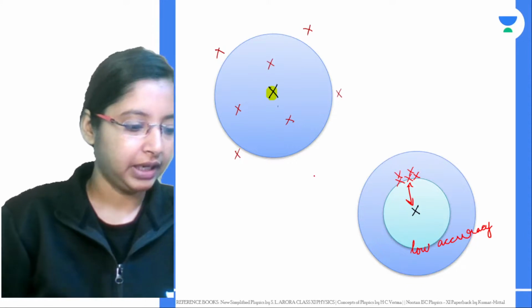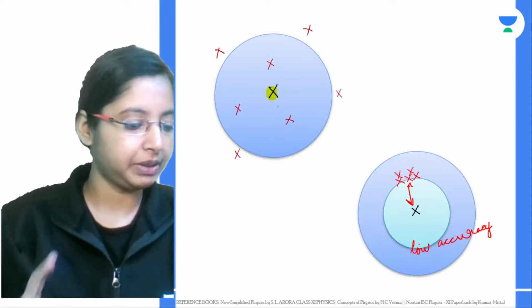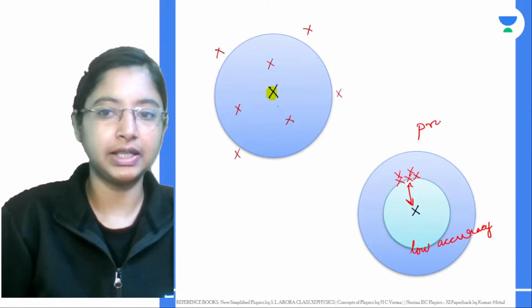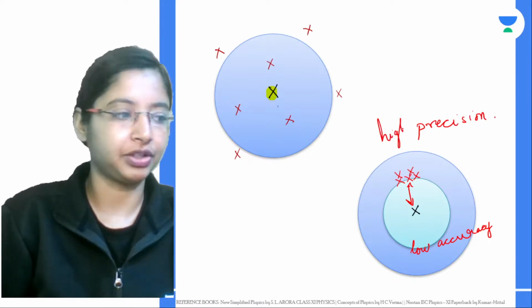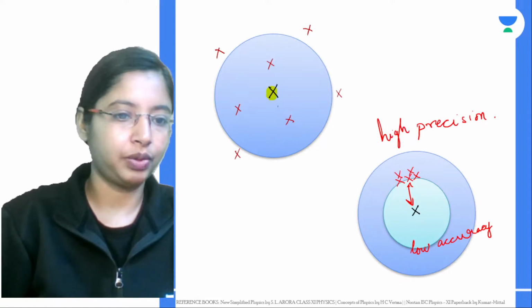Yes, Akshay, over here it is low accuracy, but as you said, it has a high precision. All right. So this one has a low accuracy, but it has a high precision. Now let's do one more example, right?